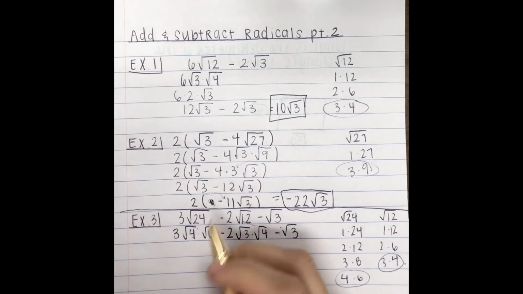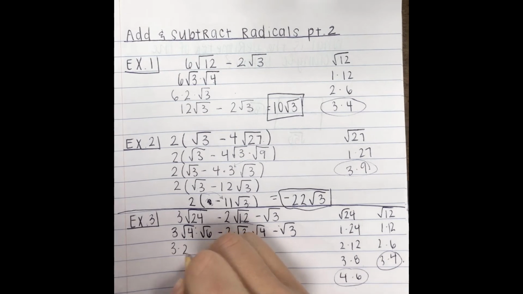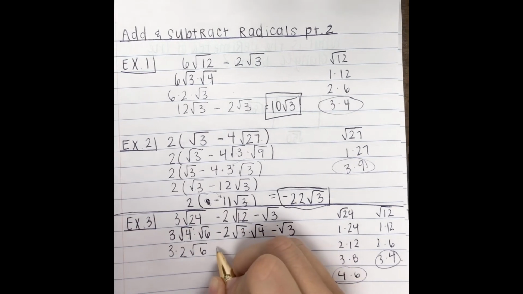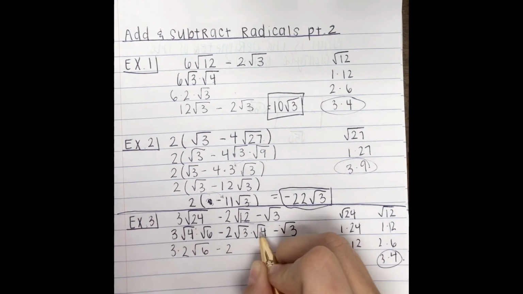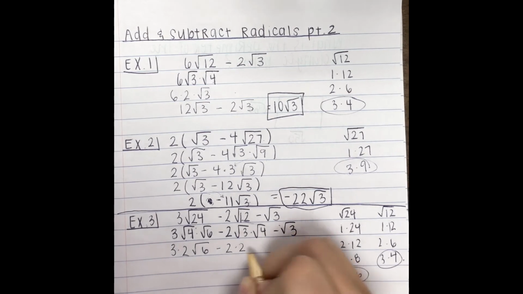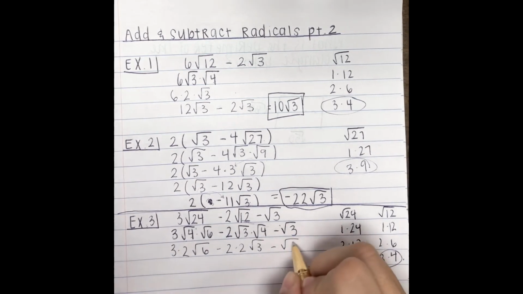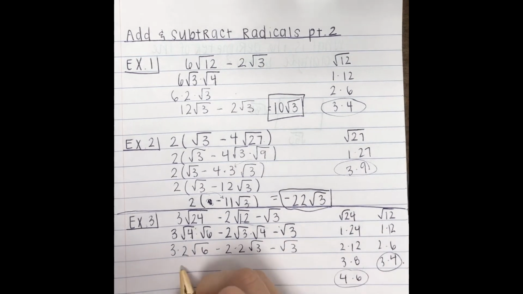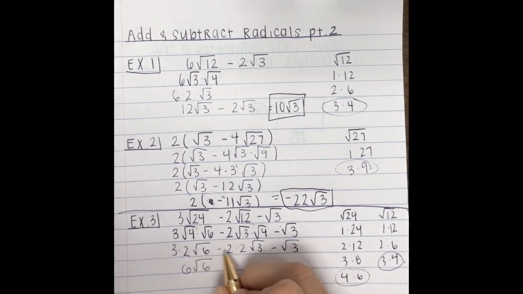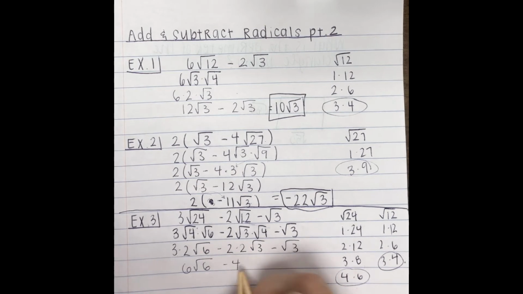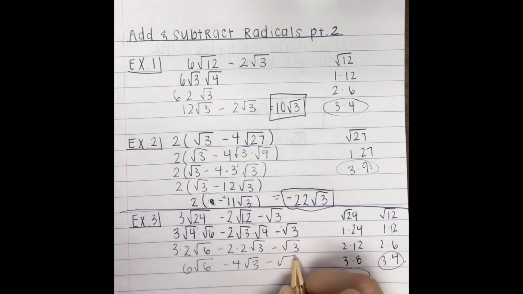So square root of 4 is 2, which means I have 3 times 2, square root of 6. And then we have minus 2 times square root of 4 is 2, times 2, square root of 3. And then we bring down our minus square root of 3. 3 times 2 gives me 6 square root of 6. Negative 2 times 2 is a negative 4 square root of 3, minus square root of 3.